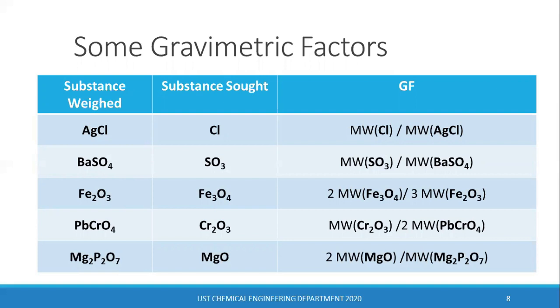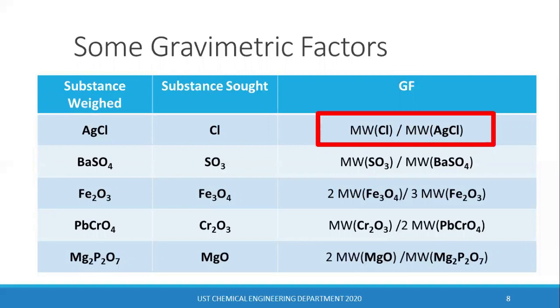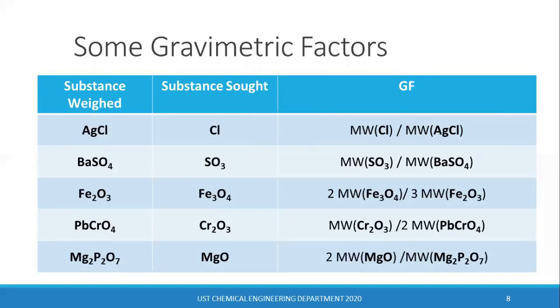Listed in this table are the different gravimetric factors depending on the substance being weighed and the substance being sought. Let's focus our attention first on the first gravimetric factor. Determination of this factor is not possible if you do not know the reaction involved between the precipitate silver chloride and the analyte chloride ions. The reaction between the two is given by, here we can see that the stoichiometric ratio between the analyte and the precipitate is 1 over 1. Substituting this ratio to the formula for gravimetric factor, we will get molecular weight of Cl over molecular weight of AgCl.